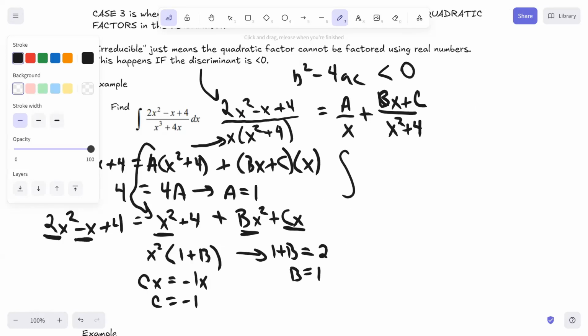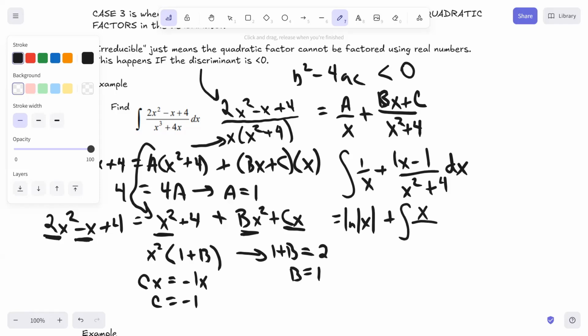Our integral would be the integral of 1 over x plus (x minus 1) over (x squared plus 4). So the first one is going to be natural log absolute value of x. Now, the (x minus 1) over (x squared plus 4), we can't do it the way it's written. It's not a log rule. It's not u prime over u. But since there's subtraction in the numerator over the common denominator of x squared plus 4, we can split it up as the integral of x over (x squared plus 4) dx minus the integral of 1 over (x squared plus 4) dx.